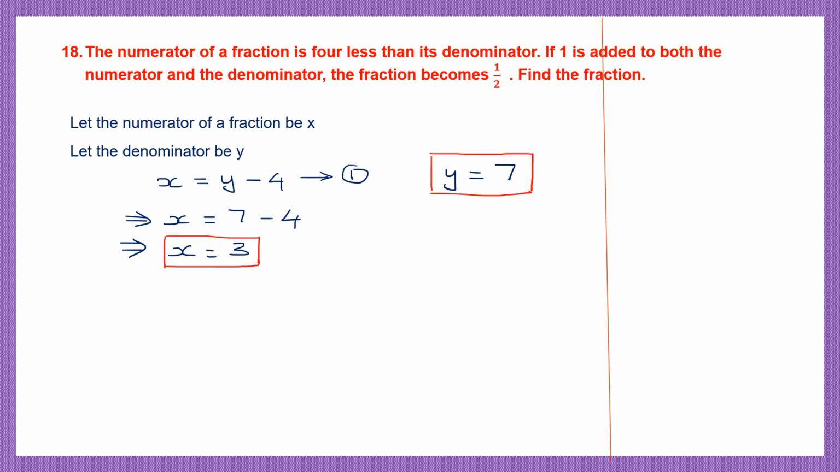So now our main question in the beginning was to find the fraction, isn't it? And we said the numerator of the fraction is x, and we found x to be 3. And we found out y is 7. So our final answer is the fraction with numerator 3 and denominator 7. Our fraction is 3 by 7.